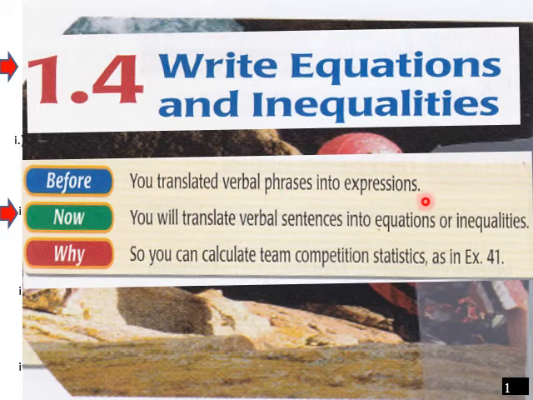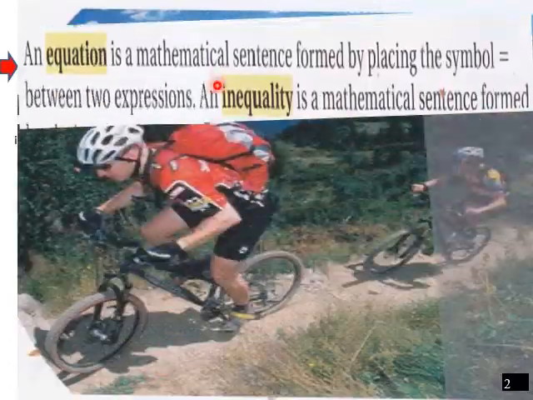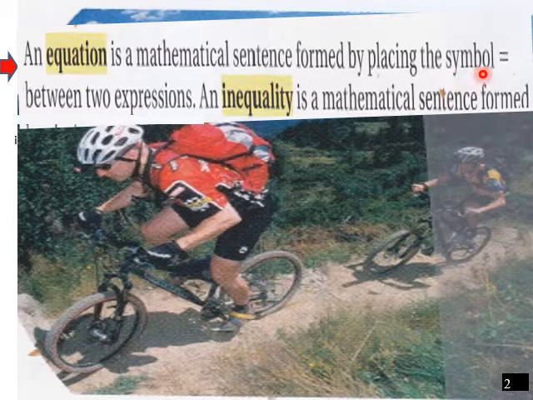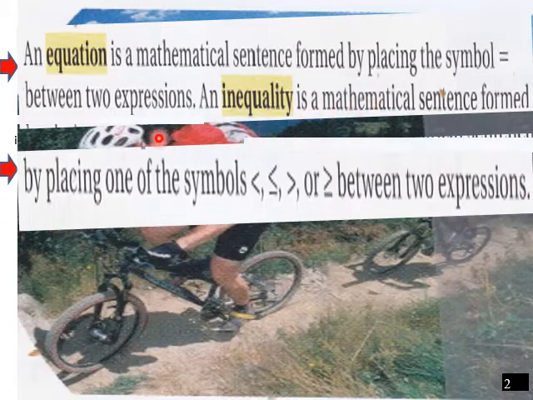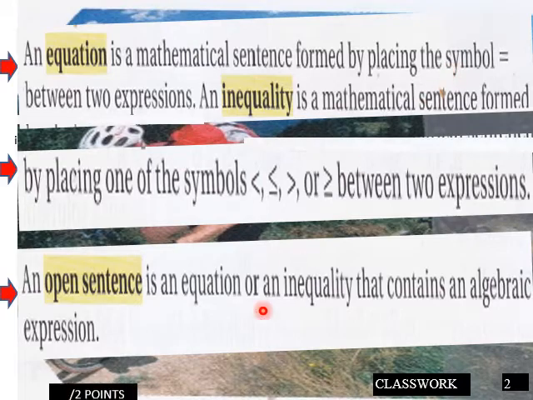Okay, on to our lesson 1.4, write equations and inequalities. You translate verbal phrases into expressions. You will translate verbal phrases into equations. So an equation is a mathematical sentence formed by placing the symbol equals between two expressions. That's an equation. An inequality is a mathematical sentence formed by placing one of these symbols between two expressions. An open sentence is an equation or inequality that contains an algebraic expression. There is no inequality sign or equal sign to make an expression.